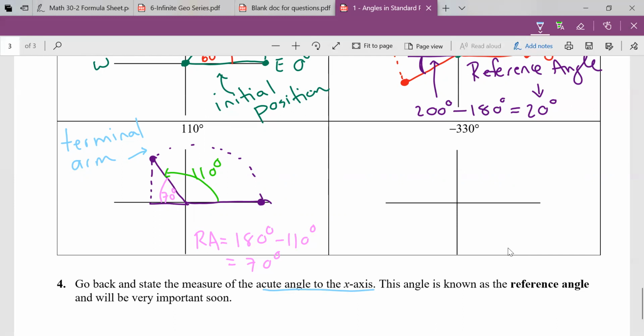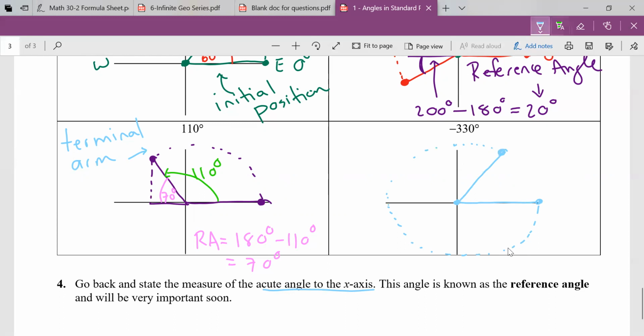Negative 330. Well, what would that mean? Well, that would mean I'm starting over here at 0 degrees, and for some reason the sun's going backwards. I think we got ourselves a bit of a problem, right? We're in a lot of trouble, but we're going backwards. There's negative 180. There's negative 270. So we're going to come all the way back over to here. So when I see that negative, friends, it just means we're going clockwise.